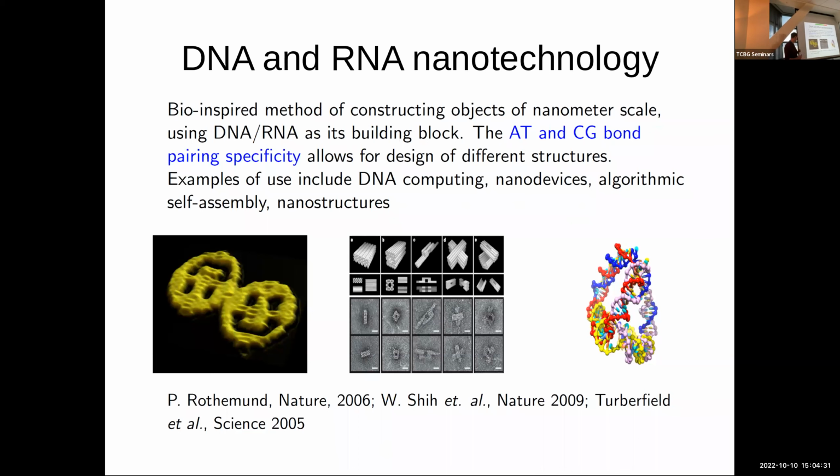What are these things good for is another question. So for a whole time, the field, which started in the 1980s with Ned Seeman, was all about proof of principle, just showing you can do more complex, more fancy structures in 2D and 3D, or that you can do computation and compute the square root of the number of strands you input, etc. Now the field is gradually shifting towards applications, and I think there are 2 main directions where this is going.